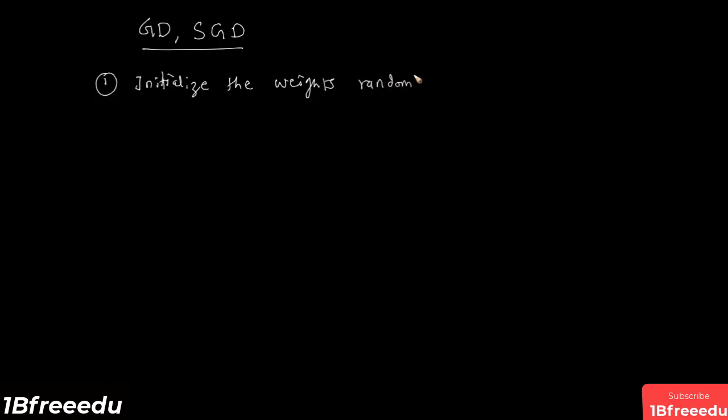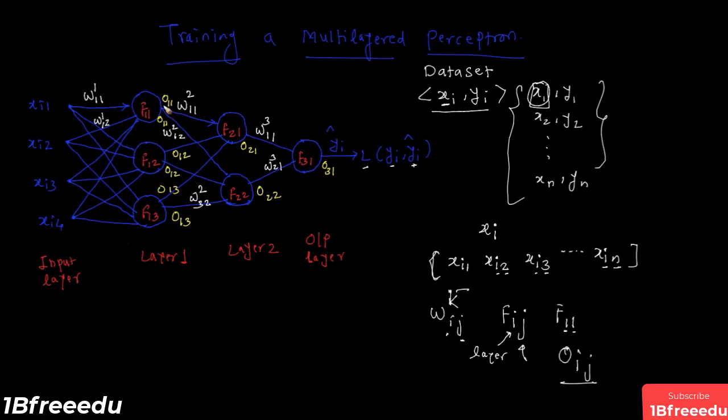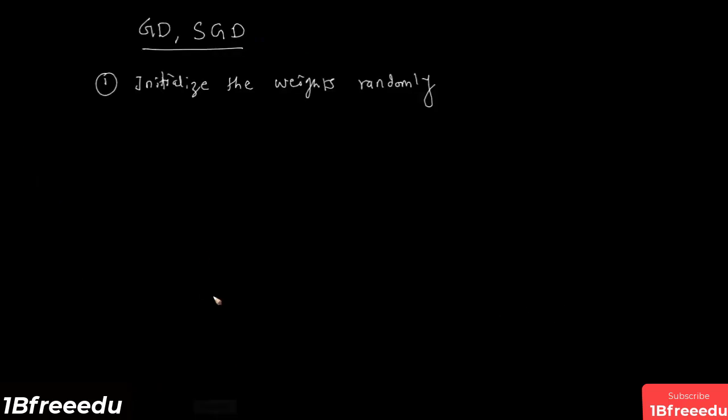We will use what is called gradient descent or stochastic gradient descent, SGD, right? Now what do we do in this SGD? We first initialize the weights randomly. So these weights will be initialized randomly. That is the first step. Next, after initializing the weights, define the loss function.